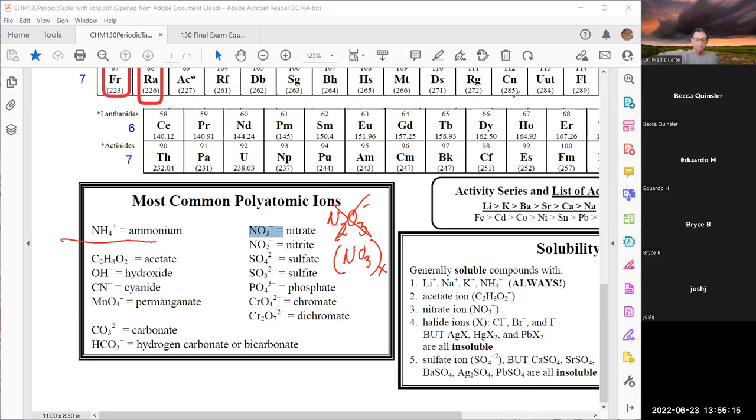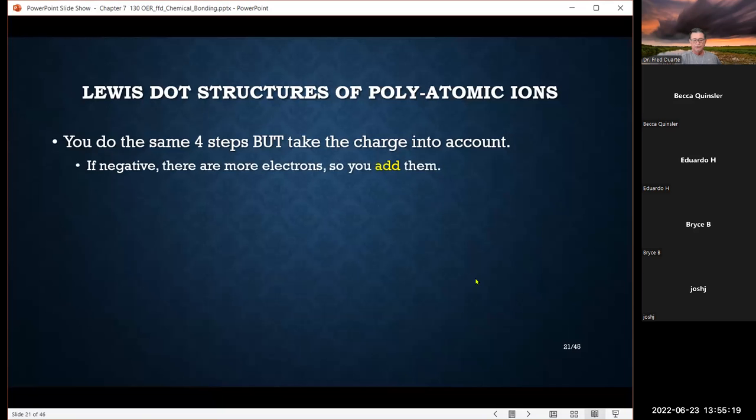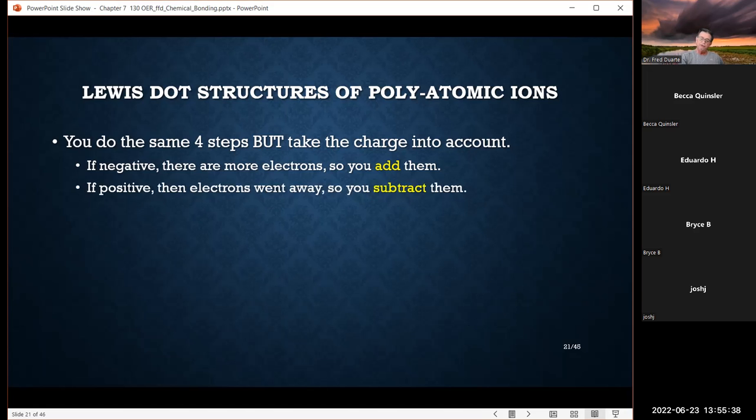All right, let's take one. Well, before that, we have to make some changes. If the polyatomic ion is negative, whether it's -1, -2, -3 or whatever charge, we're going to add that number to the final valence electron count. If it's positive, we need to subtract a number because those electrons have been tied up. We're not subtracting electrons, but they've been tied up and bonded somehow.